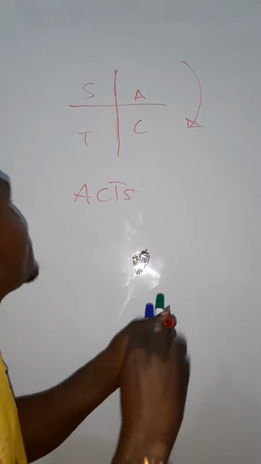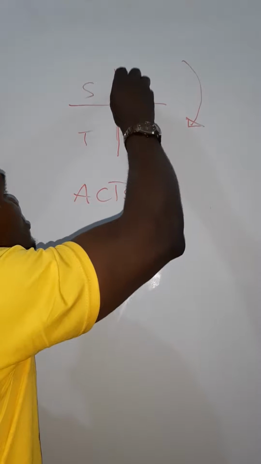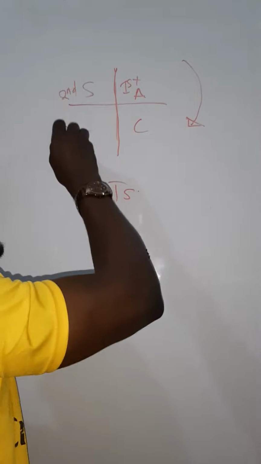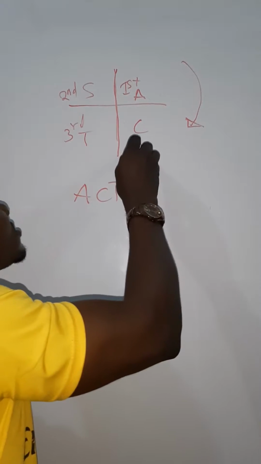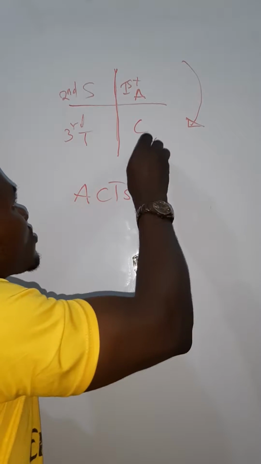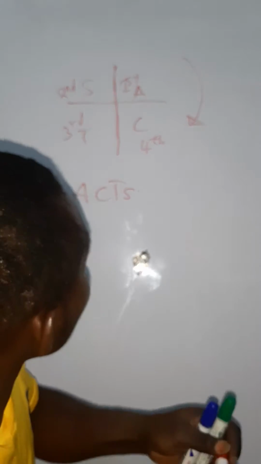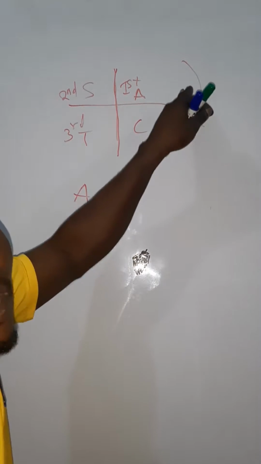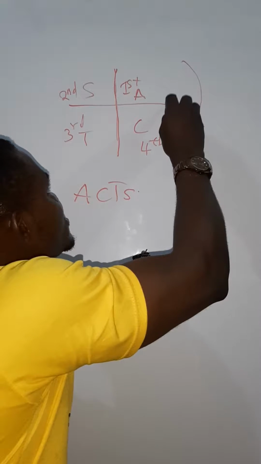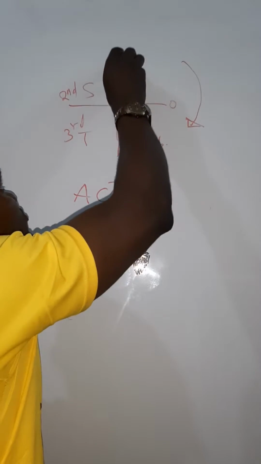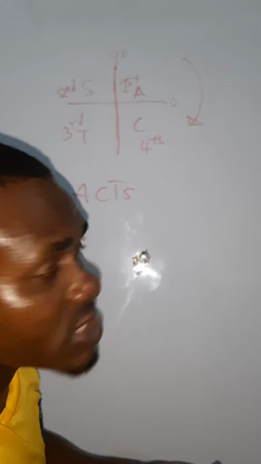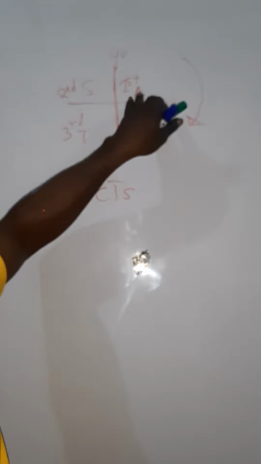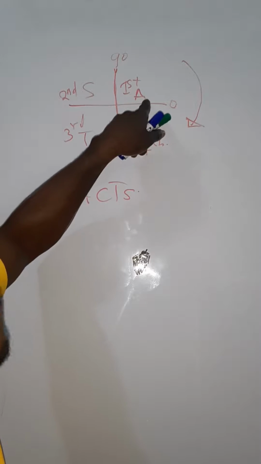Then you have this one as the first quadrant, this is the second quadrant, this is the third quadrant, and this is the fourth quadrant. Now, what does ACTS stand for? In this first quadrant, which comprises 0 to 90, you move counterclockwise, or anti-clockwise. From 0 to 90, it is all positive. That is, A stands for all positive.